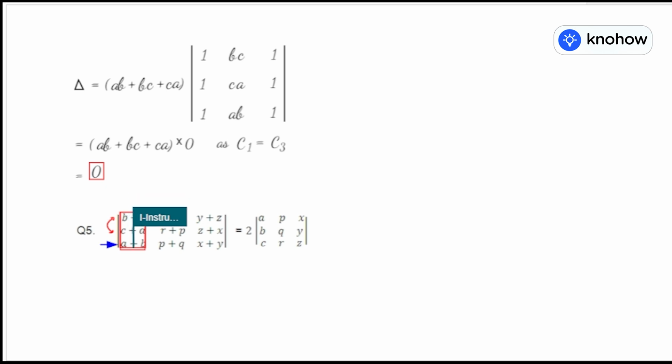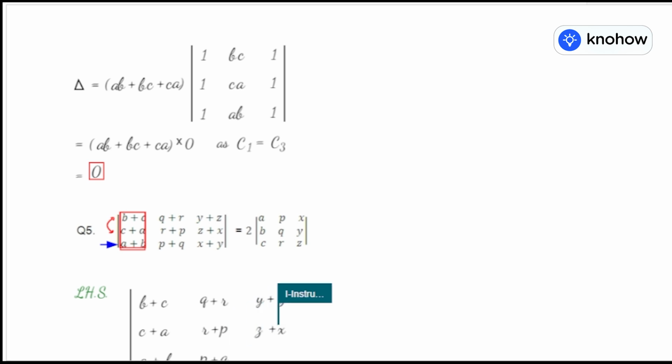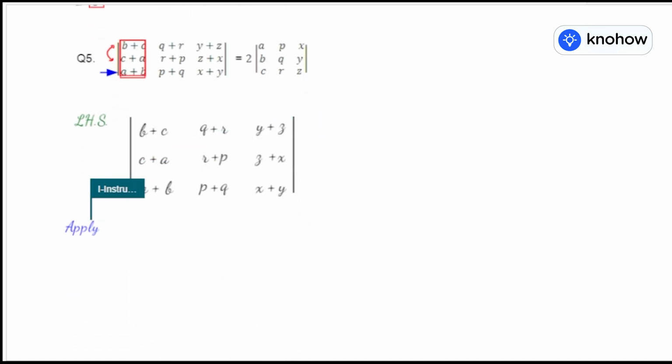So just see, if you replace on the left side, of course, you may write it again, take the left hand side. What is the determinant on the left hand side? B plus C, Q plus R, Y plus Z. Then you have C plus A, R plus P, Z plus X, and A plus B, P plus Q, X plus Y. Now in this, you apply that replace R1 by R1 plus R2 minus R3. What will happen? I am directly doing it.